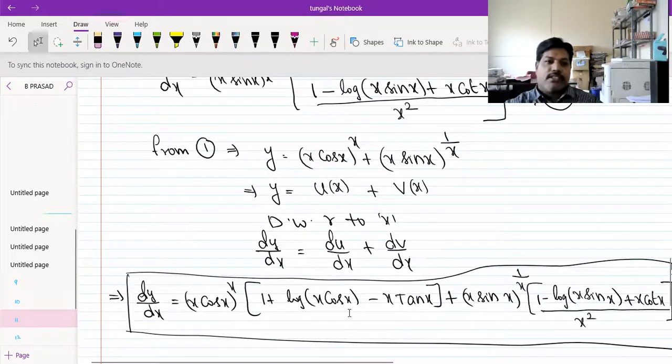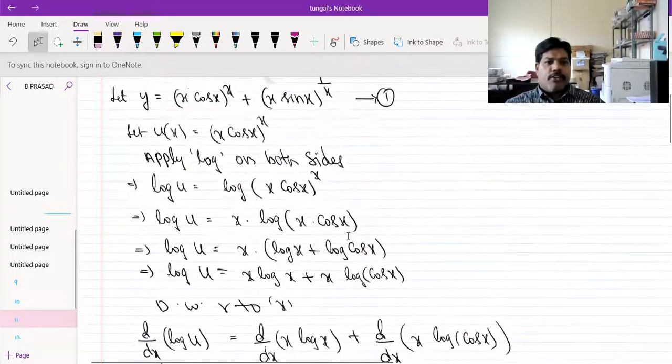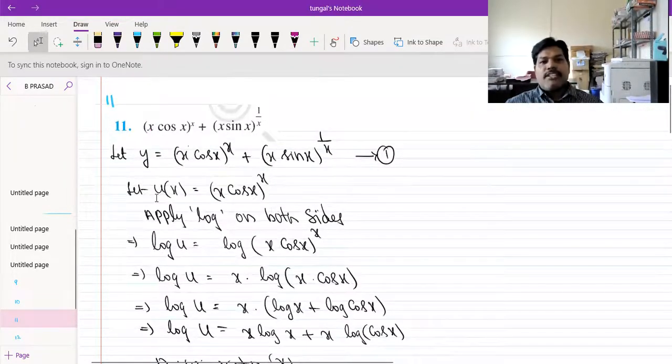See that once again, students, what is that function? First you have to see that. The problem looks lengthy, but if you practice, the problem will become easy. So first, what they are giving is y is equal to (x cos x)^x plus x into (sin x)^(1/x). So u of x is equal to, what is the u of x, students? (x cos x)^x is u.